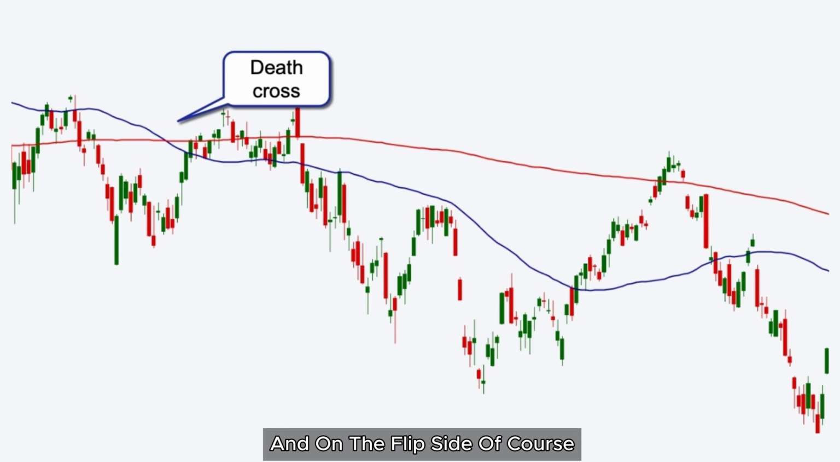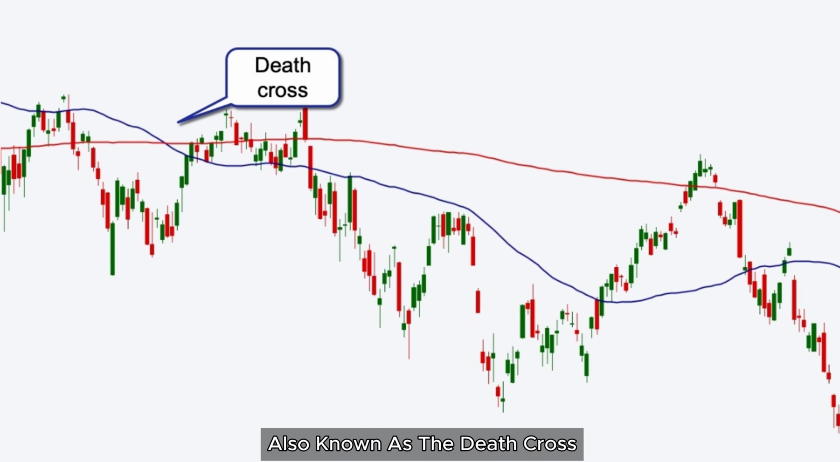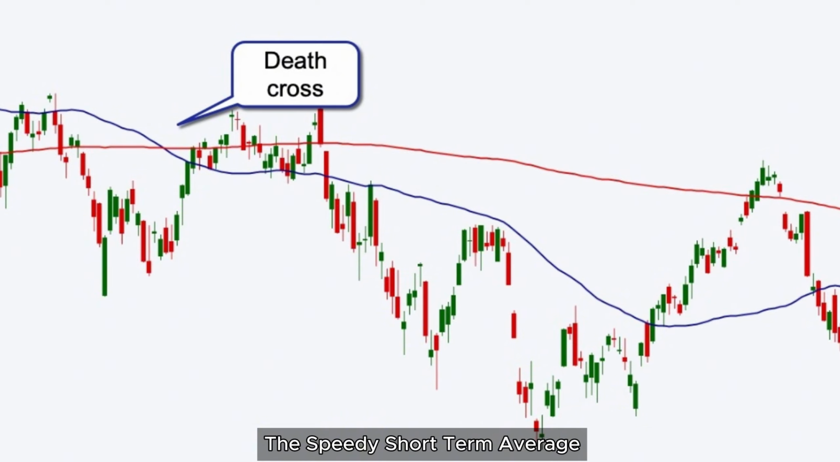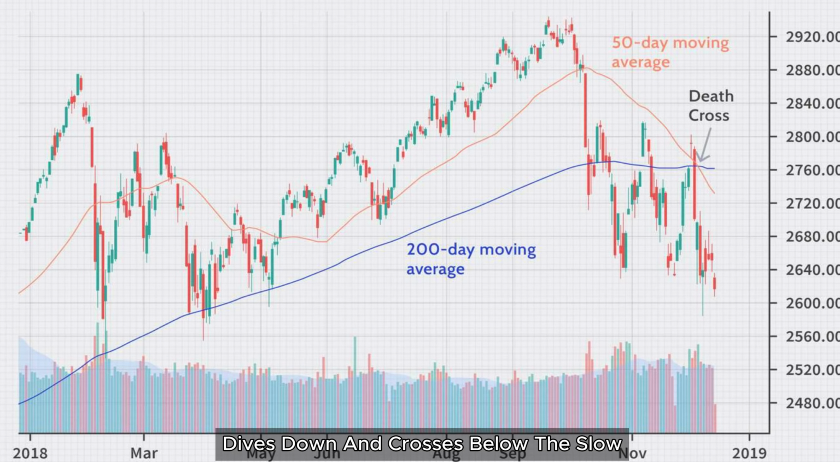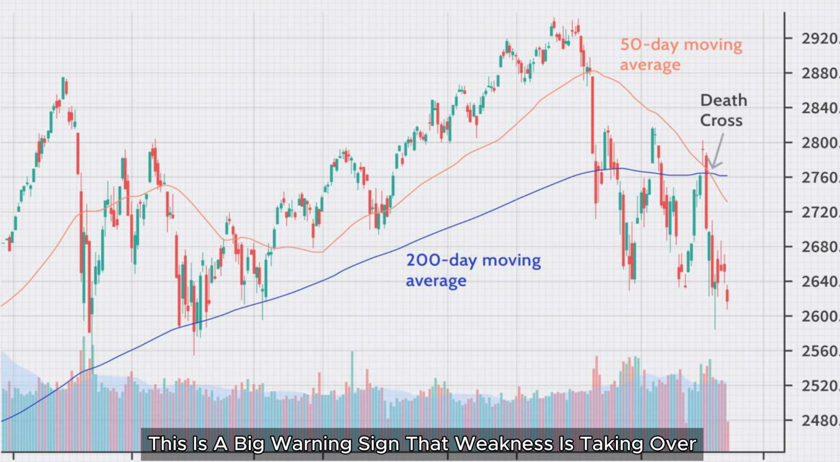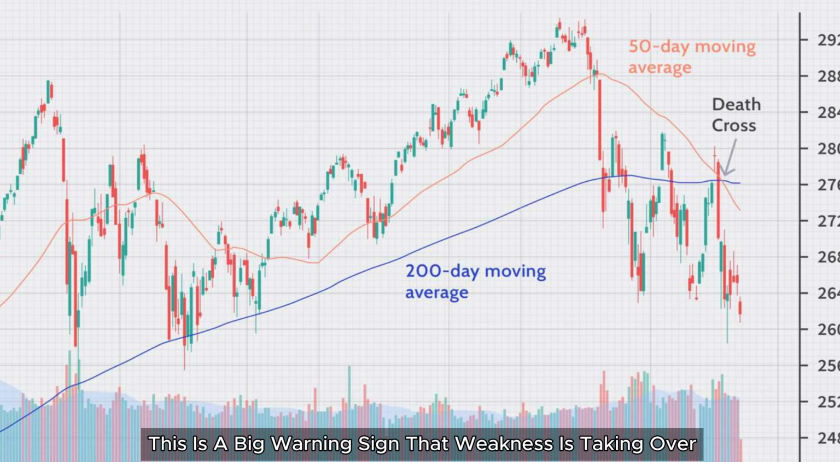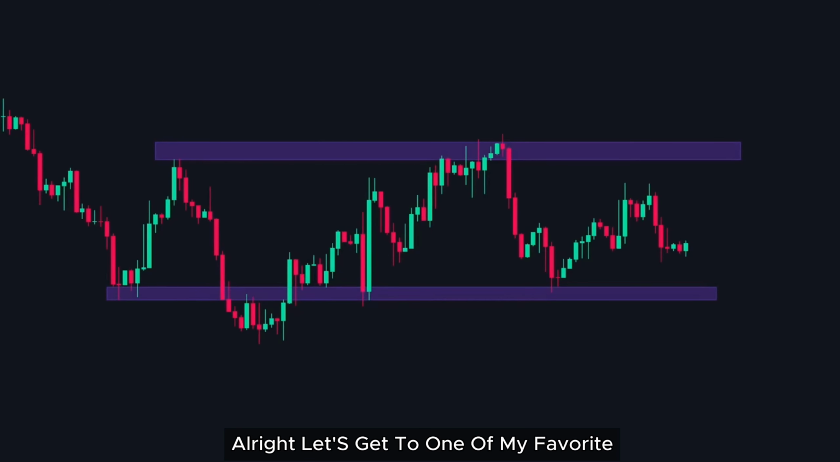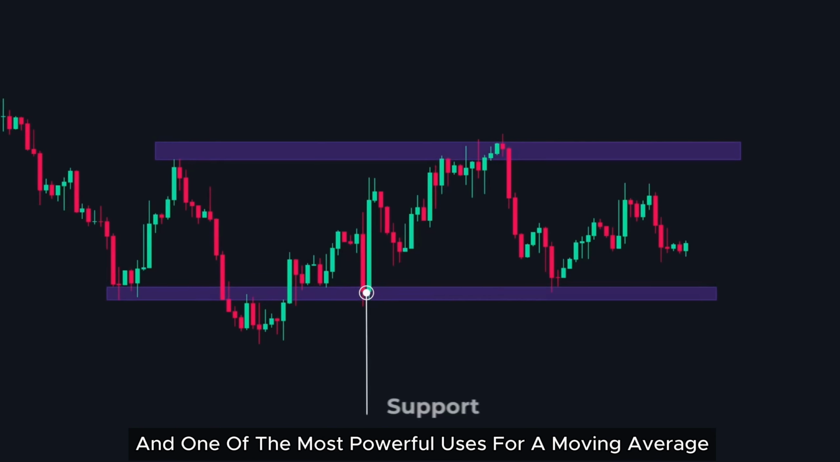And on the flip side, of course, we have the bearish crossover, also known as the death cross. This is the exact opposite. The speedy short-term average dives down and crosses below the slow long-term average. This is a big warning sign that weakness is taking over, and the market might be about to roll over into a downtrend.